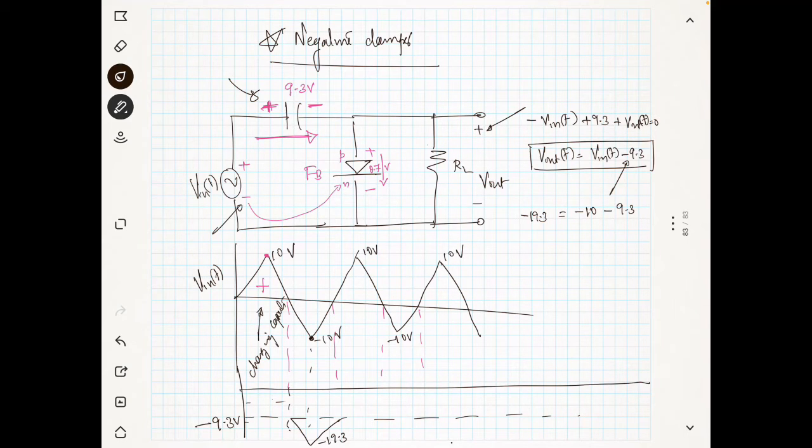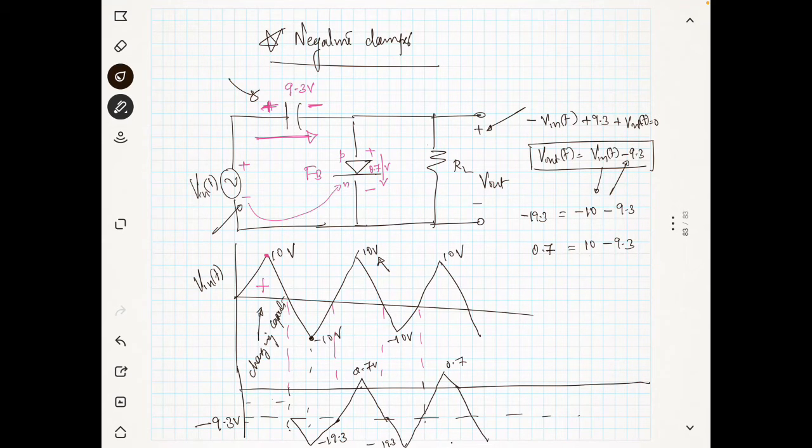And you can see here when the input is 10 volt, then 10 minus 9.3, because this is showing the input, it becomes 0.7, so it will go to 0.7. My drawing is not perfect, that's why. So it goes to 0.7 maximum, then it will go down again to minus 19.3, then it will go to 0.7 again. It will be repeating.